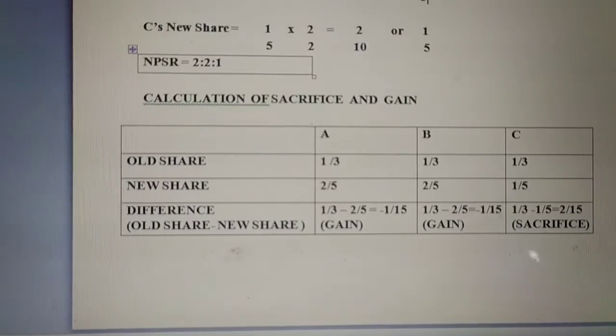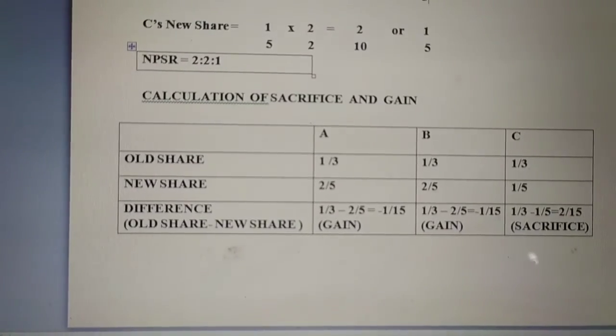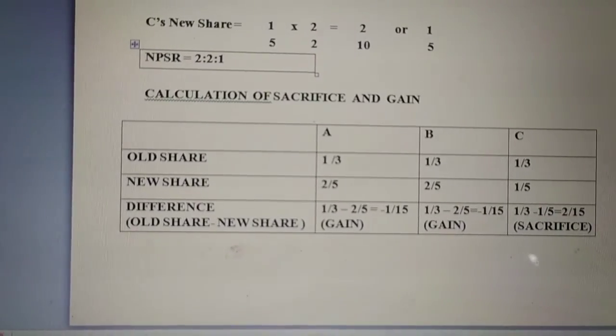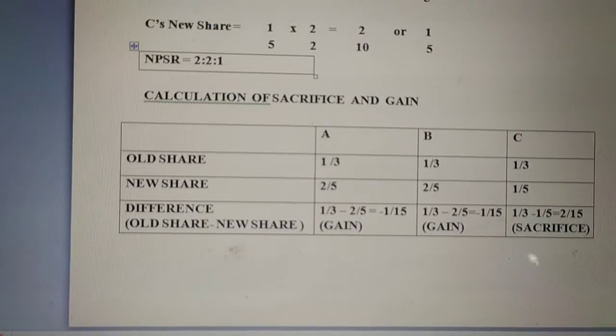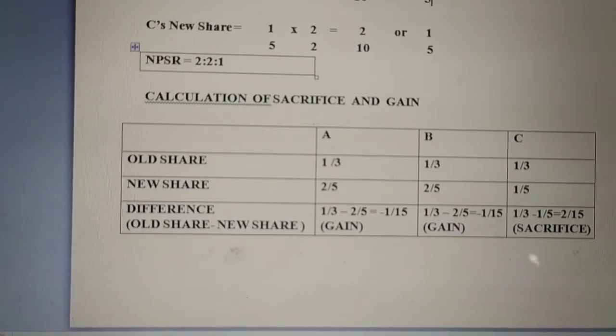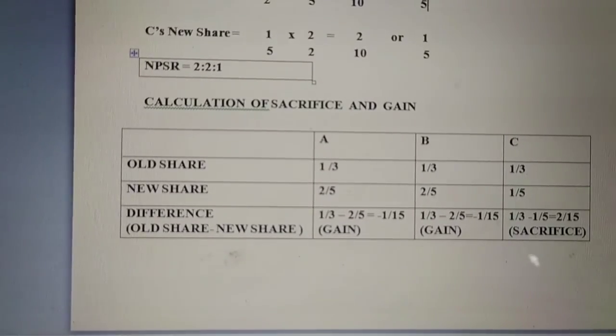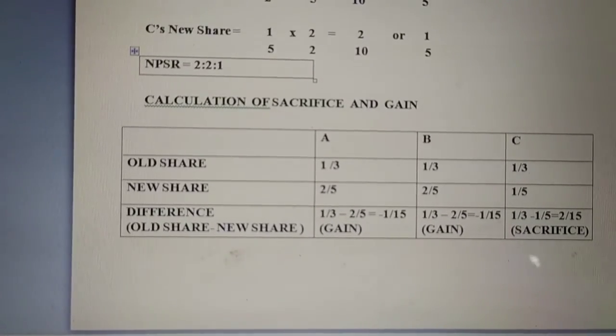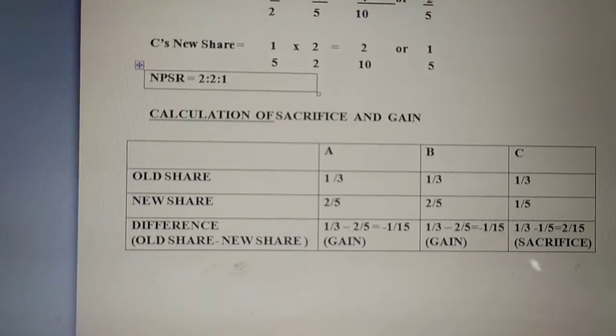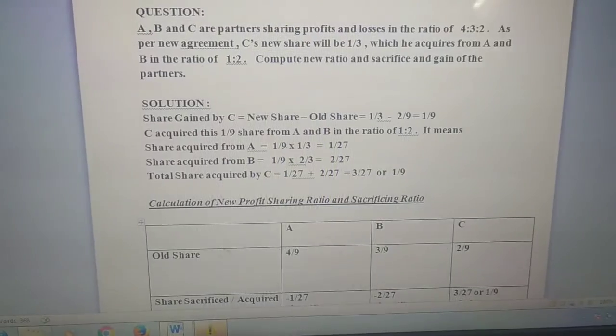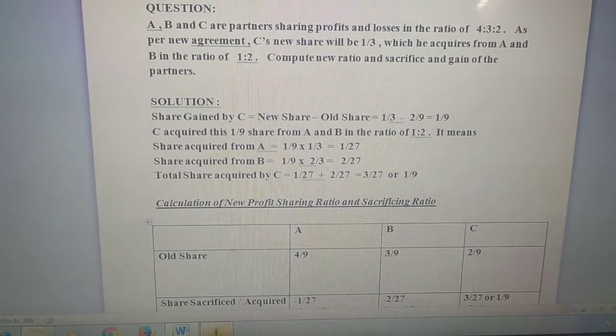Now for C, his old share was 1/3, new share is 1/5. It is clearly observed from the shares that his old share was more than the new one. The answer we are getting is 2/15. The positive share we are getting, that partner is a sacrificing partner. Understood? So here we have another question.